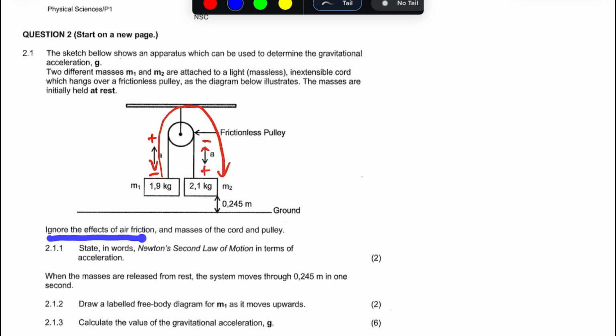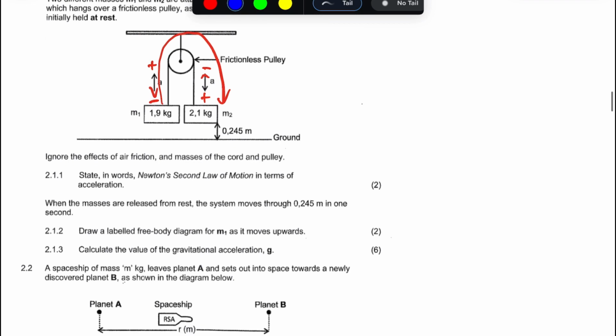Now it says ignore the effect of friction and the masses of the cord and pulley. State Newton's second law in terms of acceleration. Guys, check the exam guideline. I'm not going to waste time on that.